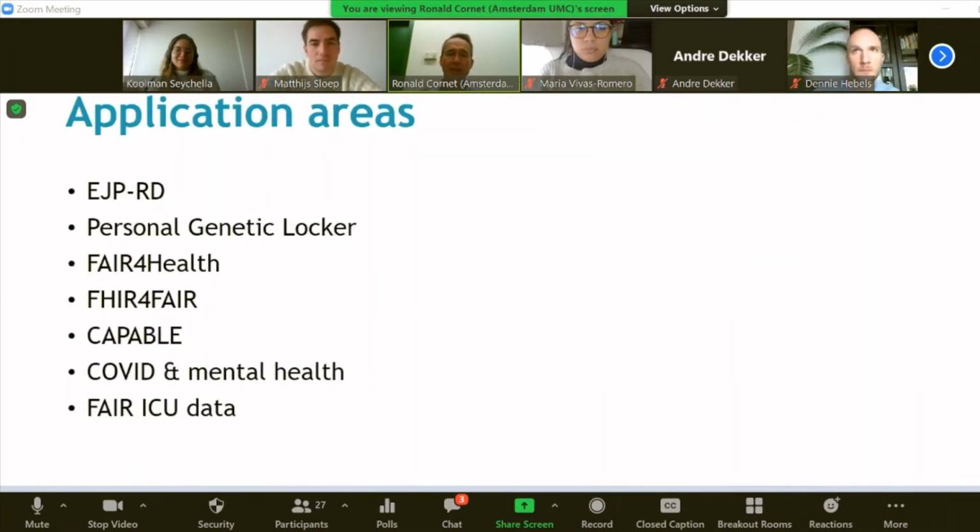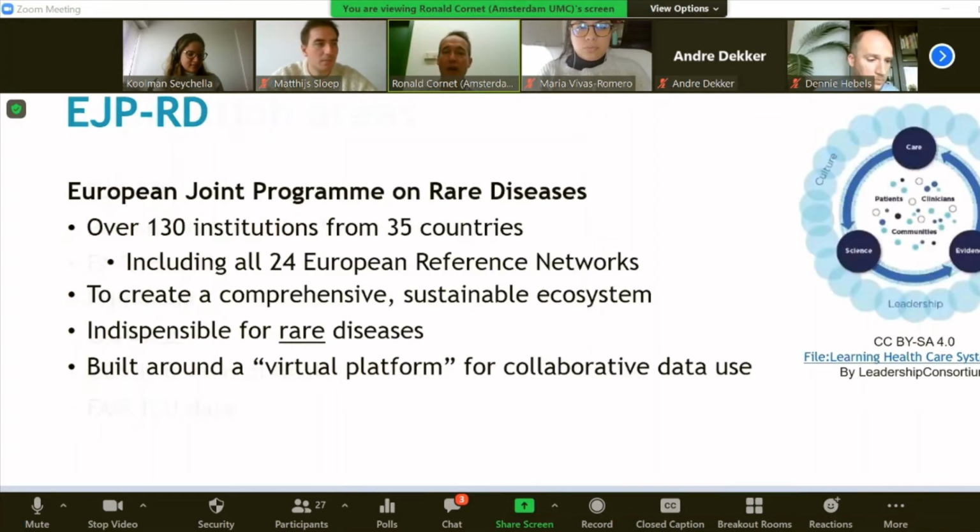So that's some very high-level recommendations, and I briefly want to go through a couple of projects that we're involved in to shed some light on what these projects are and see what FAIR challenges and solutions have come from those projects. So there's the European Joint Programme Rare Diseases, a personal genetic locker project, FAIR for Health, FIRE for FAIR Community, the CAPABLE project, a Dutch project in COVID and mental health, and work we're doing on FAIR ICU data. So all of these are addressing different aspects of FAIR.